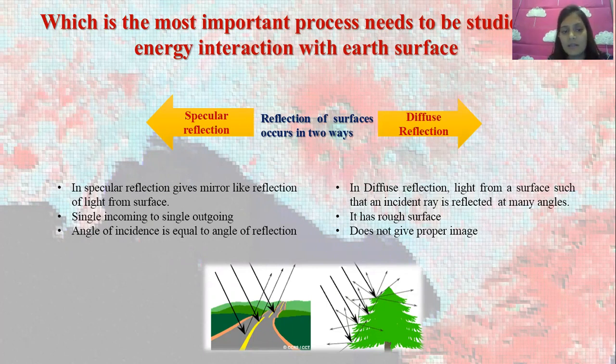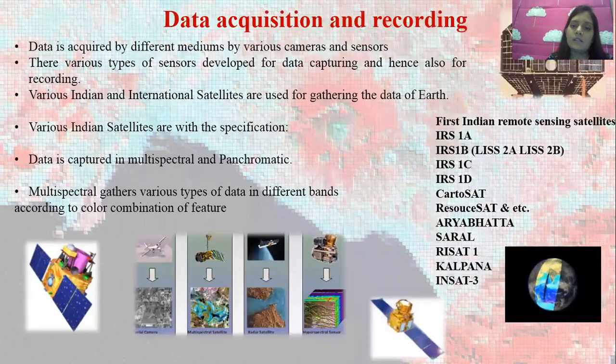What happens in specular reflection and diffuse reflection? Specular means it gives a mirror image, which means there is a smooth surface. In diffuse reflection, there is a rough surface, and the angle of incidence is not equal to the angle of reflection. Moving further, data acquisition and recording.